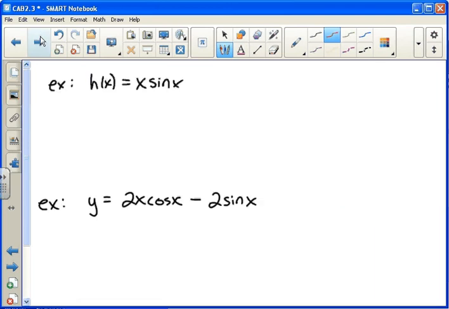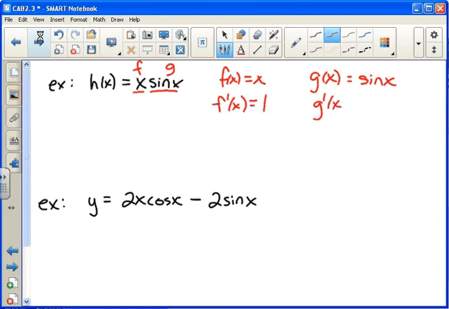Now this example, x times sine of x, you could not do any other way but with the product rule. The first one you could have FOILed, but there's nothing you could do here to simplify it and make it so you're not multiplying. So we'll identify our f as x and our g as sine of x. f of x equals x and g of x equals sine of x. And f prime equals 1 and g prime equals cosine of x. F prime times g gives you sine of x, plus f times g prime is x cosine x.